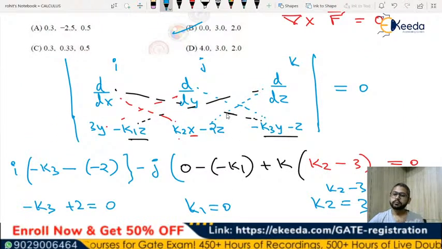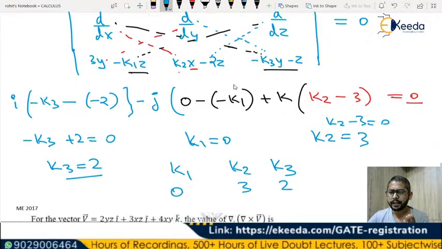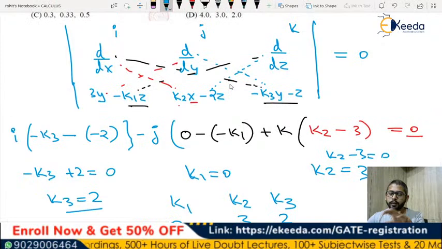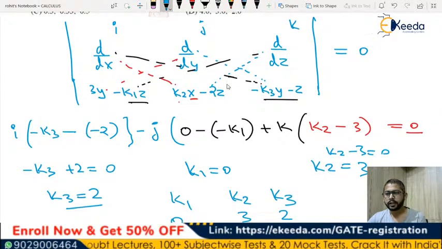Option B. So you cannot mix your i, j and k components. They have to be independent here, right? So putting this curl to be 0, you'll get the result for an irrotational function.